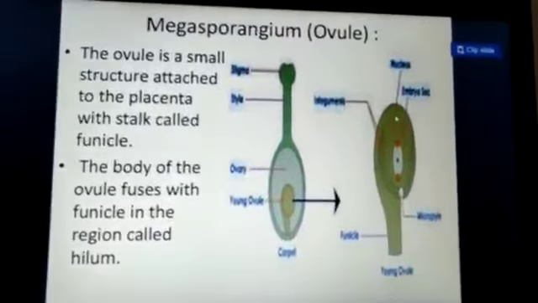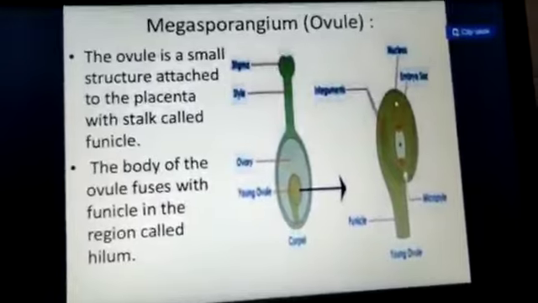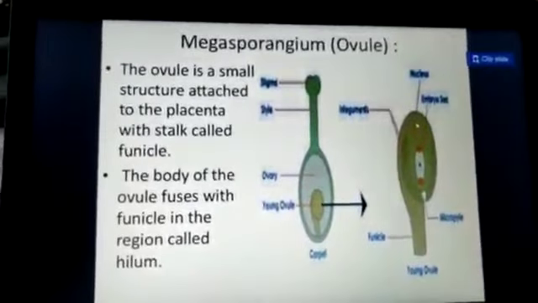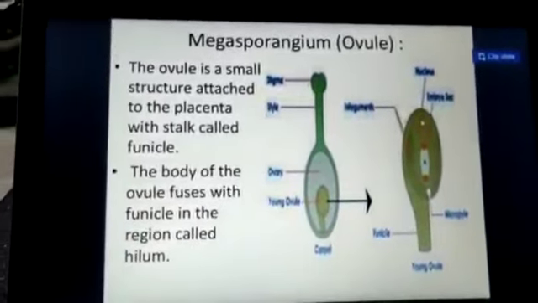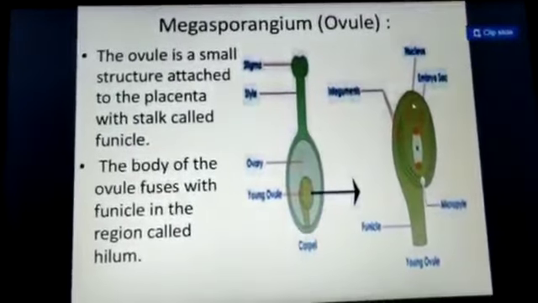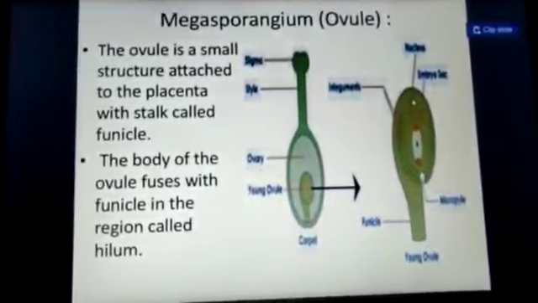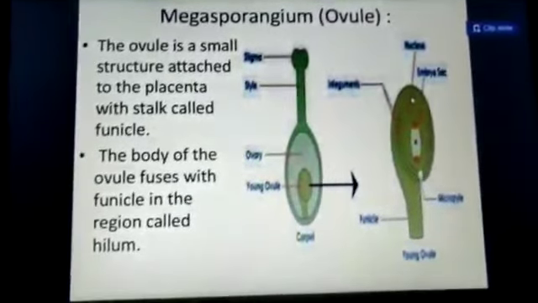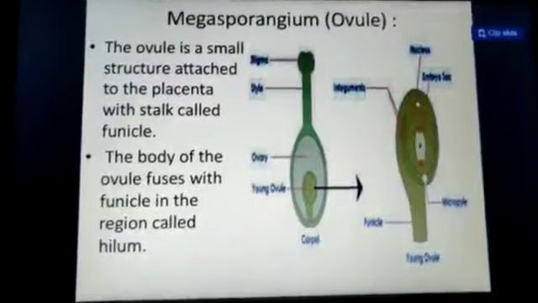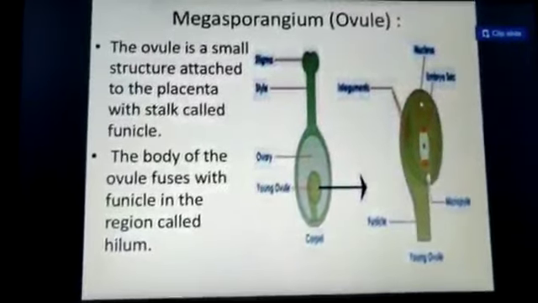Now megasporangia. Just now we studied the development of microsporangia. Microsporangia means pollen grain development, and megasporangia means development of the female gametophyte, in the pistil or carpel. Now the ovule is a small structure attached to the placenta with a stalk called the funicle. And the body of the ovule fuses with the funicle at the hilum.